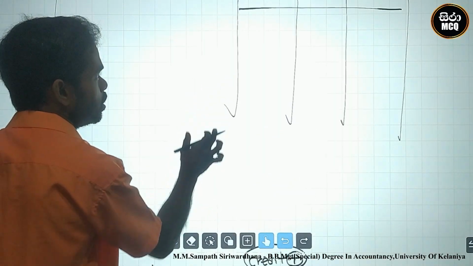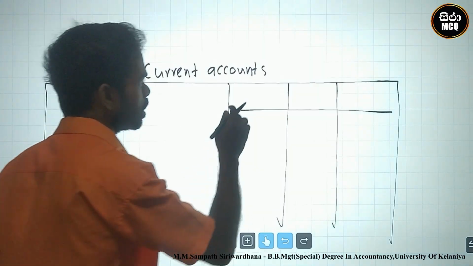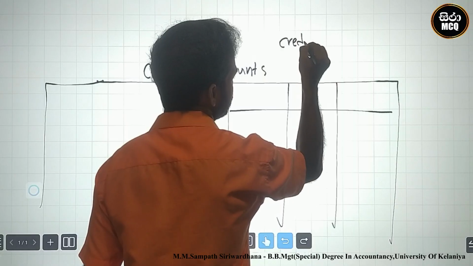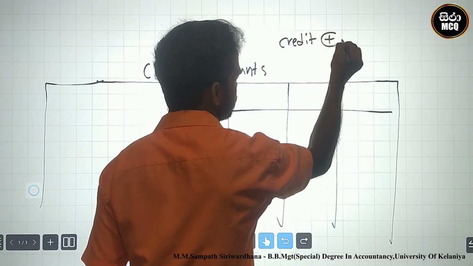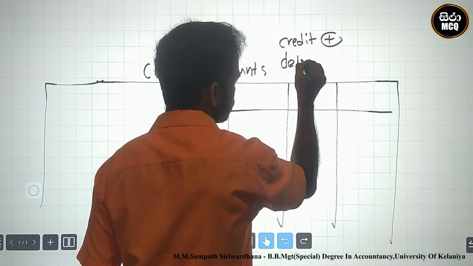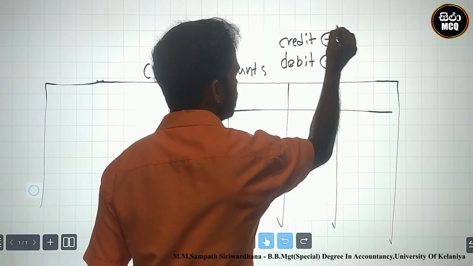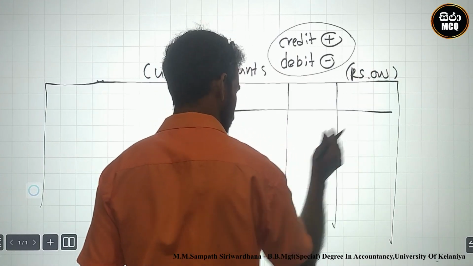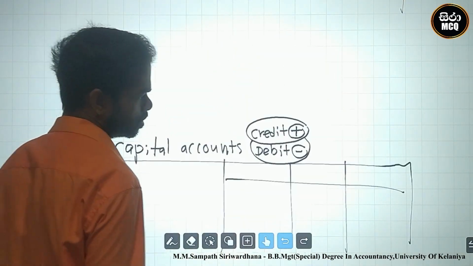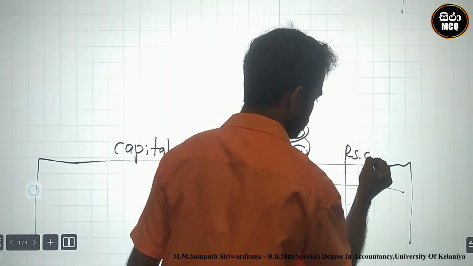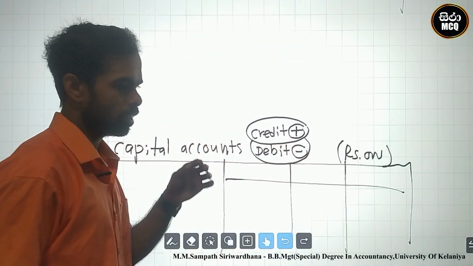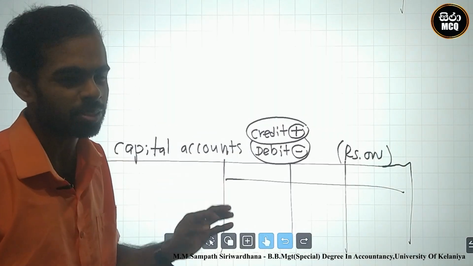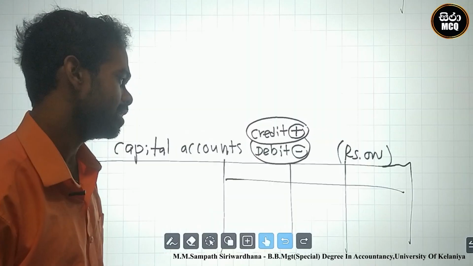This rule applies to current accounts too. Why? Current accounts are normally credit balances. Therefore, all credit sides I add, and all debit sides I minus. These are in thousands. These capital accounts are in thousands. What is the rule? All credit sides I increase, I plus this one. All debit sides I decrease, I minus this one.